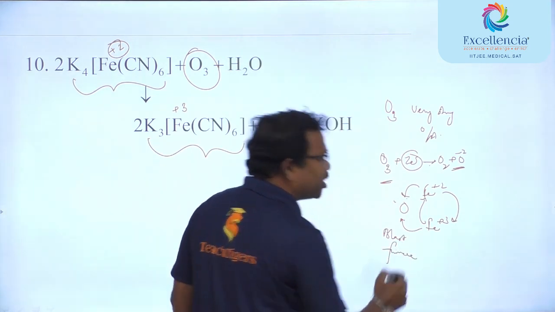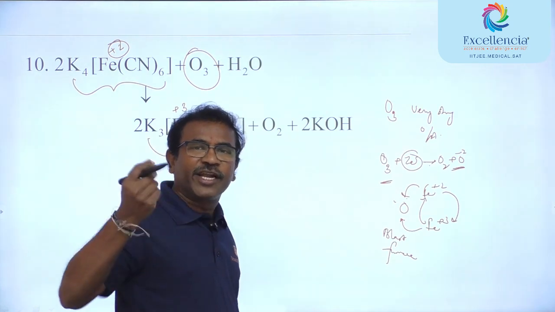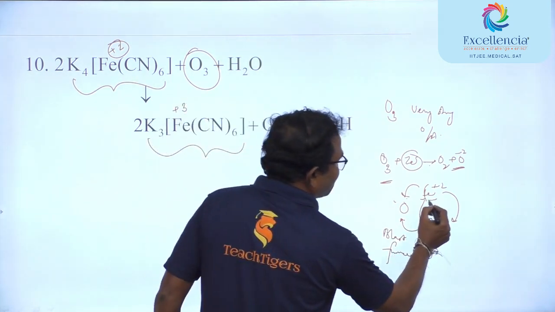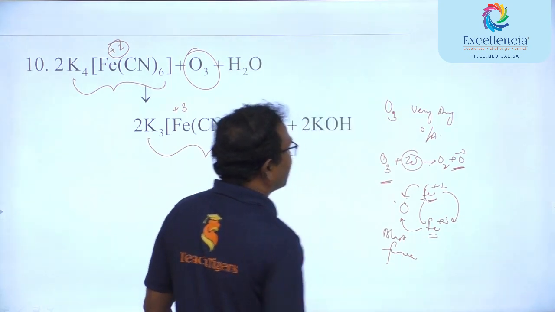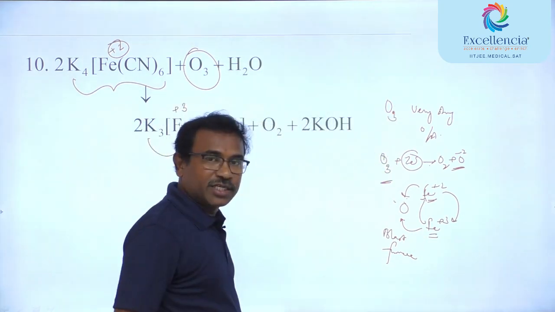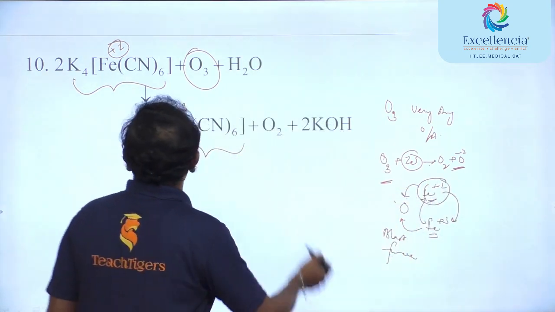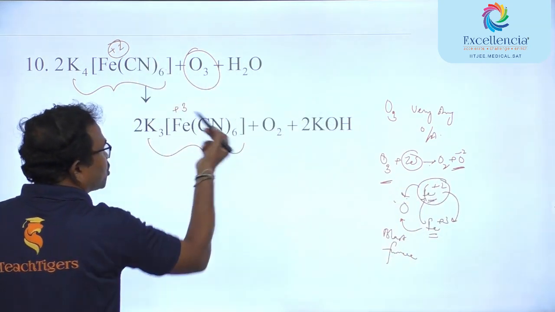Otherwise, in a simple test tube, you can't keep on generating iron, right? So this is the aspect you got to know. Now, where are we now? This being an oxidizing agent, definitely this is ferrous, Fe plus 2. So ozone should oxidize plus 2 to plus 3.